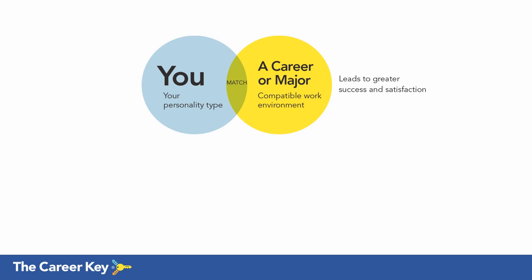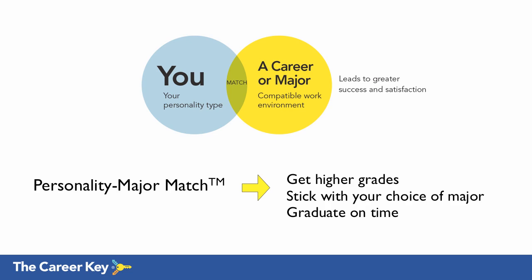The closer the match between your dominant personality type and the kind of career environment you are in, the greater your job satisfaction and success. Of course, there are other factors that can affect your satisfaction, but generally this is true. It is also true for college success and satisfaction. The closer the match between your personality and the kind of college major environment you are in, the more likely you are to have higher grades, stay in your major, and graduate on time.